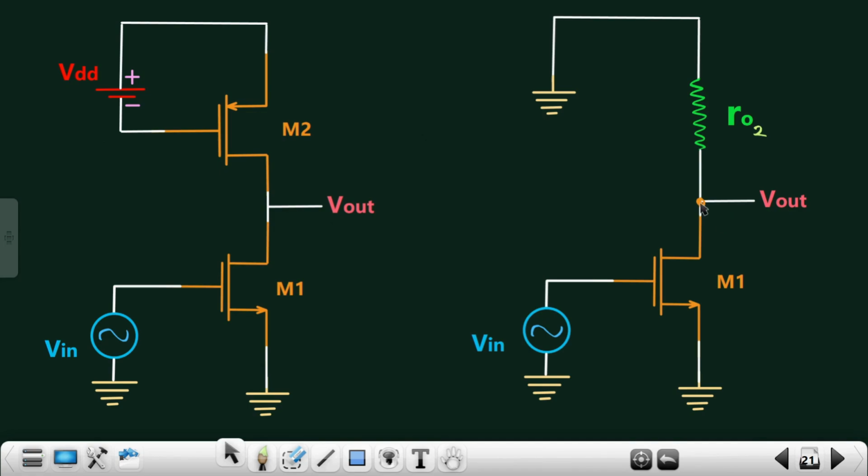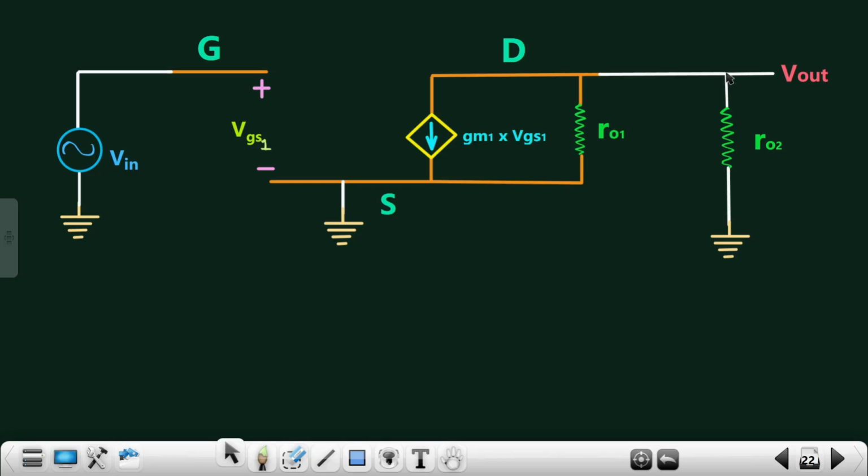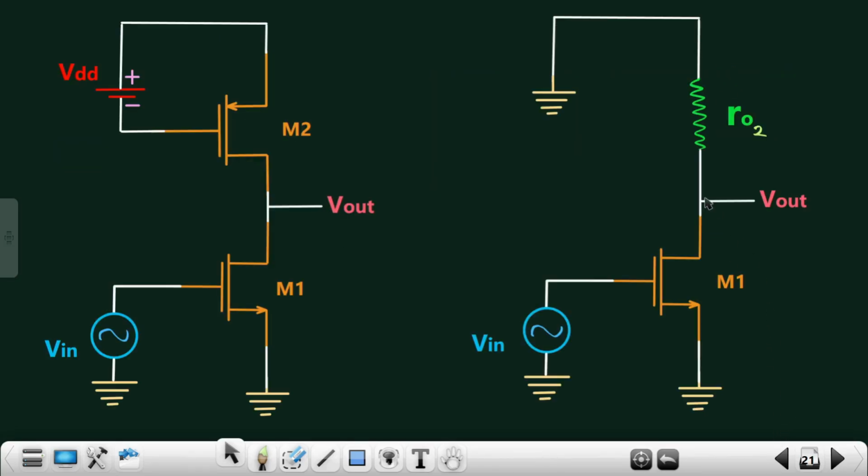And after that, over here we have RO2. What is this? This is the impedance offered by this particular MOSFET M2. So we just need to connect RO2 in between drain terminal and ground. You see I have connected RO2 in between drain terminal and ground. That's it. And then we are taking output from the drain terminal itself.